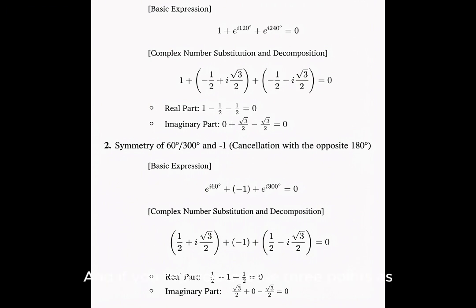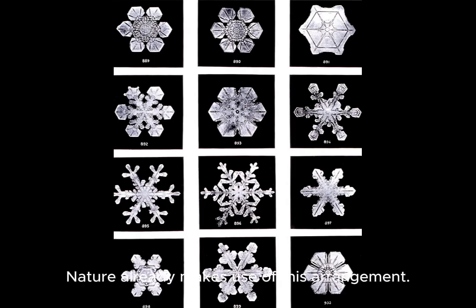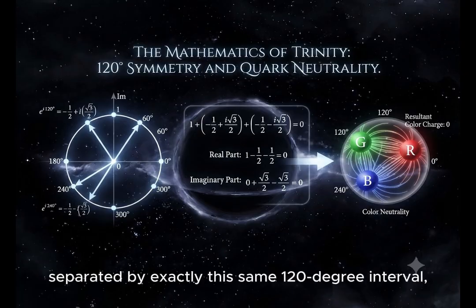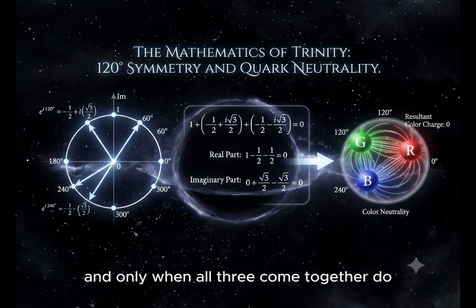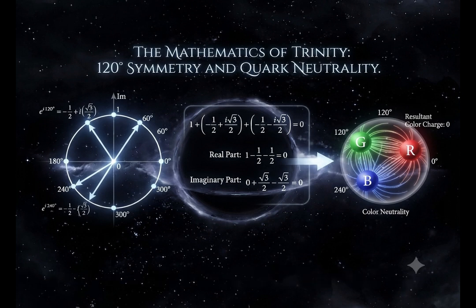And if you represent these 3 points as vectors and add them all together, they cancel out completely, landing precisely on 0. This only happens when 3 points are spaced exactly 120 degrees apart, and it is the minimum combination needed to form a closed space. Nature already makes use of this arrangement. The three color charges carried by quarks are separated by exactly this same 120-degree interval, and only when all three come together do they cancel out into the whole, observable particle we perceive.